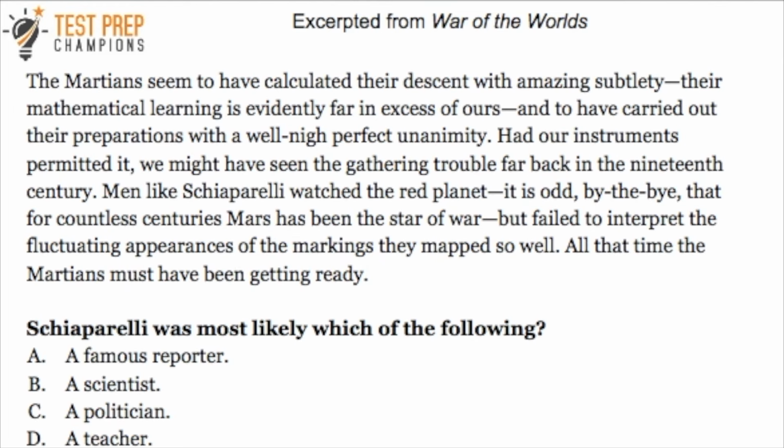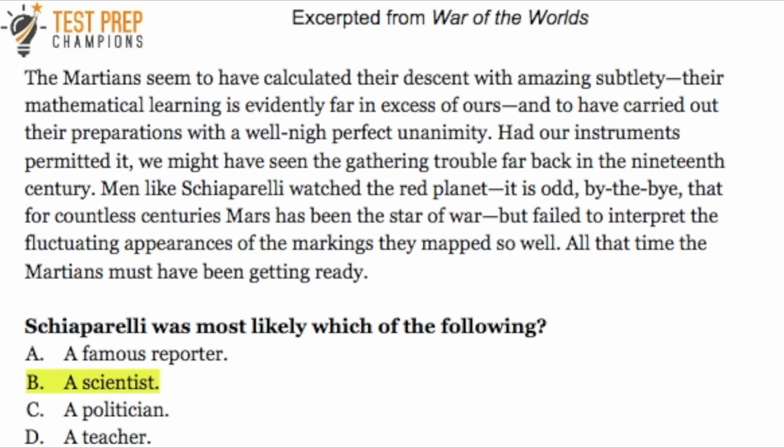Okay, so the next question says, Schiaparelli was most likely which of the following? Is it A, B, C, or D? So now's your chance, if you'd like to pause the video, take all the time you need to reread this, and whenever you're ready, we'll go over the answer. So the correct answer here is B, a scientist. The clue here that he's a scientist is basically that it says he watched the red planet, and he failed to interpret fluctuating appearances, but he's basically doing some kind of study.